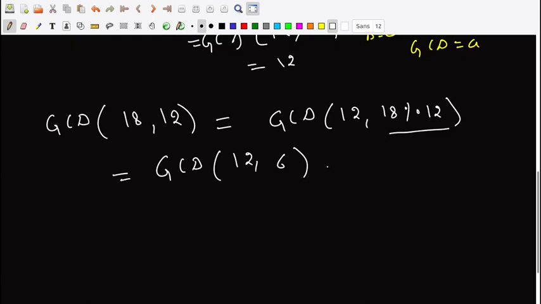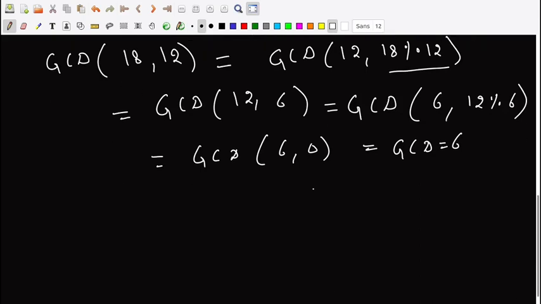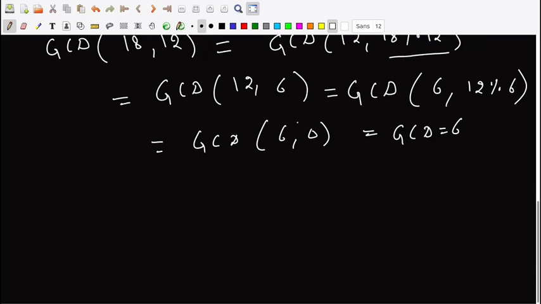Now what will happen here? This will become GCD of 6 comma 12 modulo 6. Now 12 modulo 6 is 0. So in this case the GCD is basically 6. Okay, so that is how Euclid algorithm is used to compute GCD of two numbers.